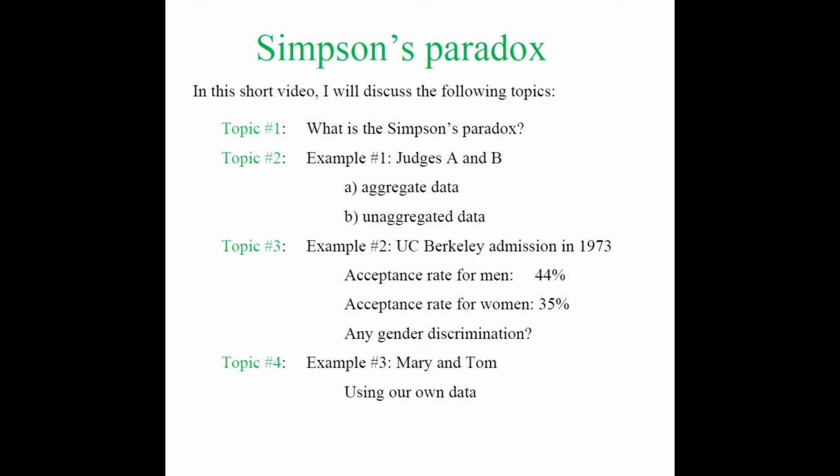Topic number 3. Example number 2. UC Berkeley admission data in 1973. Acceptance rate for men is 44%. However, acceptance rate for women is 35%. So based on this aggregate data, there's a huge difference. Our question is, any gender discrimination against women?